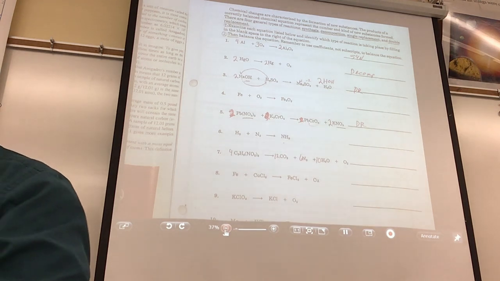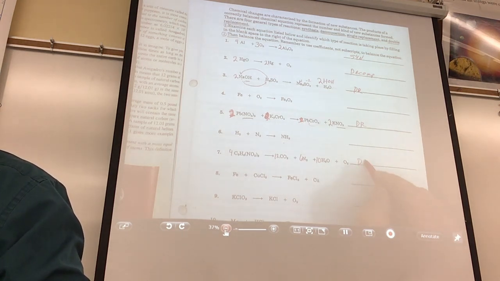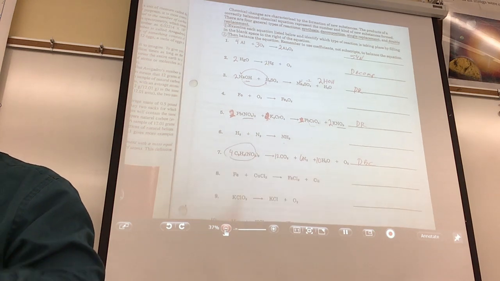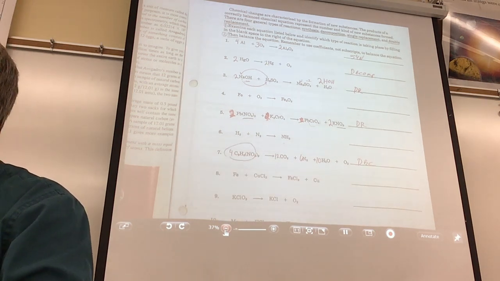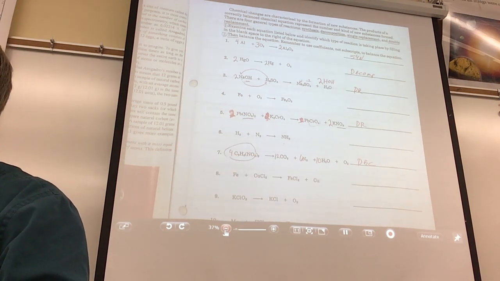And I don't think this one, if it does fit, I would still call it decomposition because something broke into smaller pieces. It didn't fit the classic decomposition where it turns into just two things, but it's certainly decomposition.